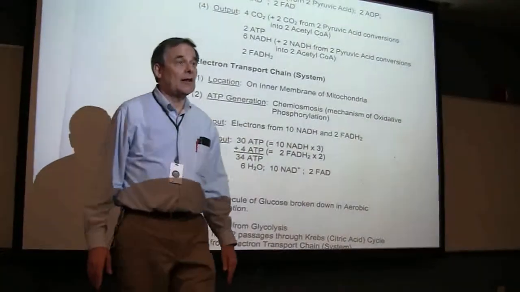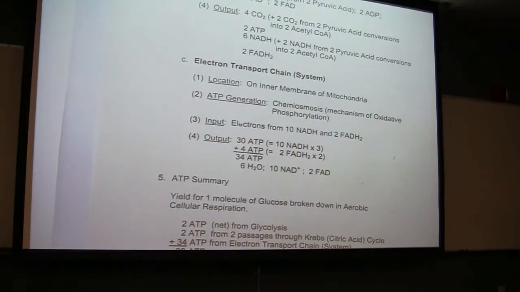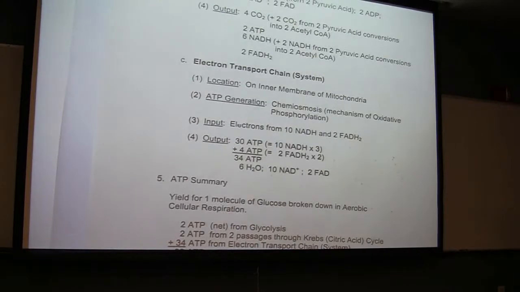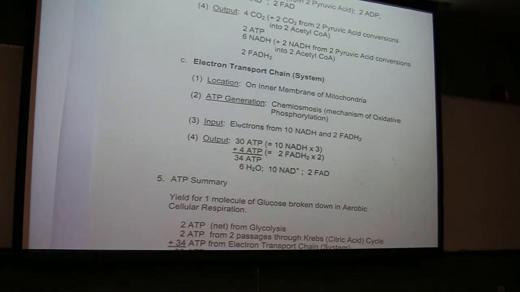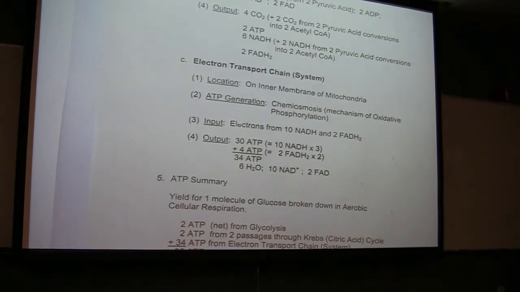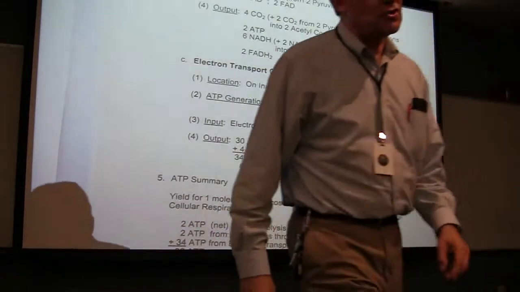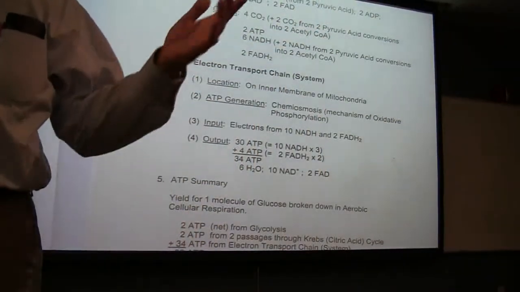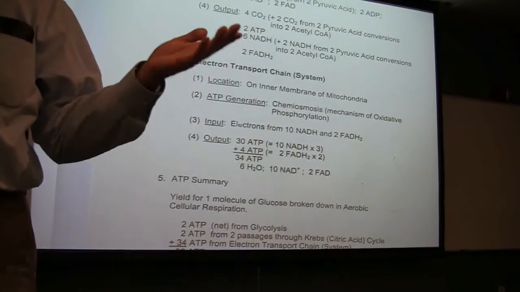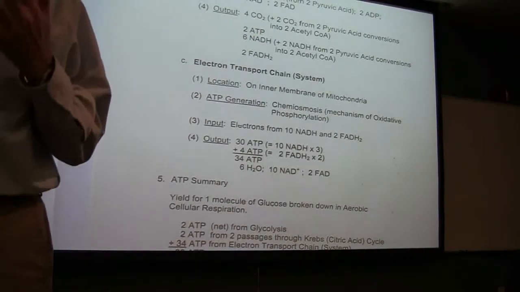How much ATP do we get in glycolysis? Net? Each glucose? 2. How much in 2 passages of Krebs cycle? 2 again. 34 here. So without a doubt, you can see this is where most of the ATP is made. And this requires oxygen in our cells. Okay? Aerobic cellular respiration. You can see without the Krebs cycle, and especially without the electron transport, we don't make much ATP. We simply don't have enough energy available for cells to sustain themselves. That's why we need oxygen.